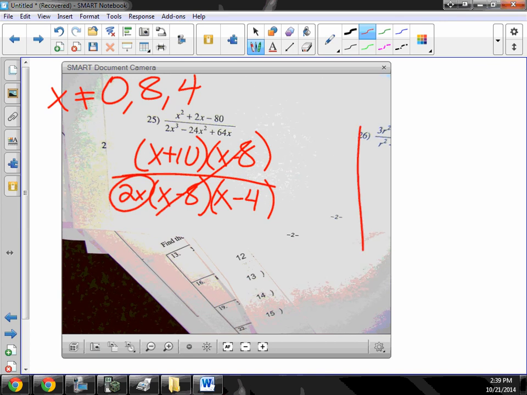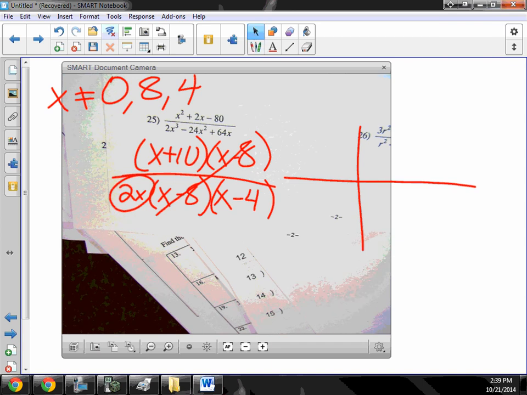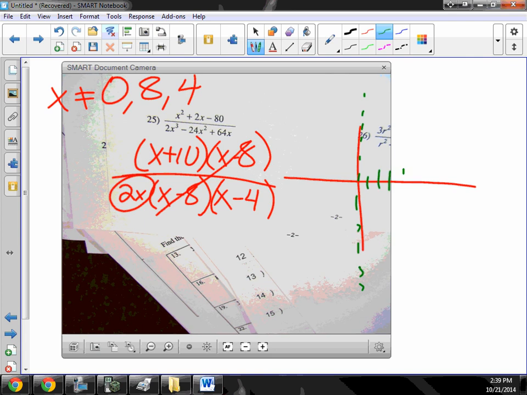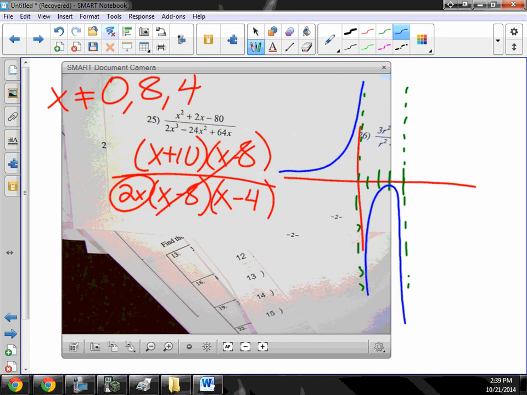So on the graph, I'm going to have an asymptote at 0 and an asymptote at 4. And I'll have a hole at 8. And I believe the graph is going to look like this. And then my guess is this way. And that's what it would look like.